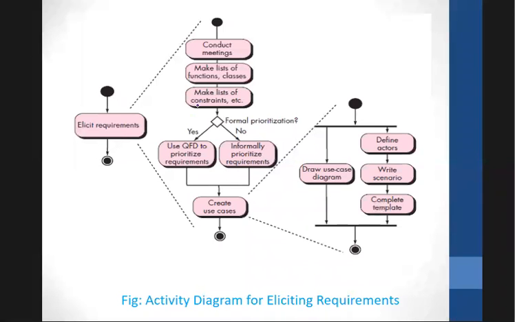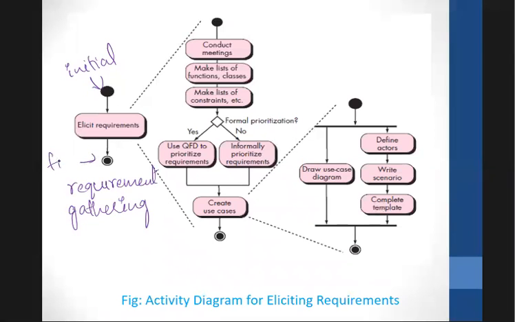Coming back to this activity diagram, within the previous class we have studied eliciting requirements within requirement engineering. We are taking that same example. What is eliciting requirements? Eliciting requirements is your requirement gathering. So this is your initial state. Then this is your final state. This is your activity. And these are your arrows. That is going to show you the control of information.